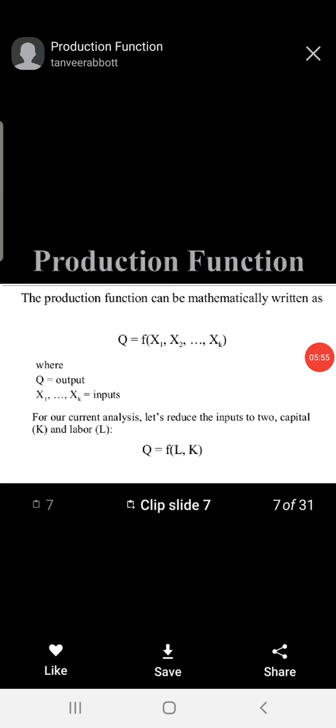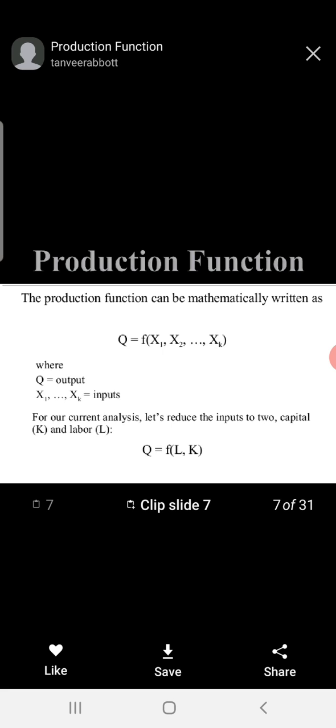The next is all about the mathematical expression. Production function can be mathematically explained by Q is equal to f of x1, x2, x3 up to xk, meaning the number of inputs required. X is nothing but the inputs which you require, x1, x2, xk, inputs like land, labor, capital, raw material. Q is the production or the output. F is the functional relationship.